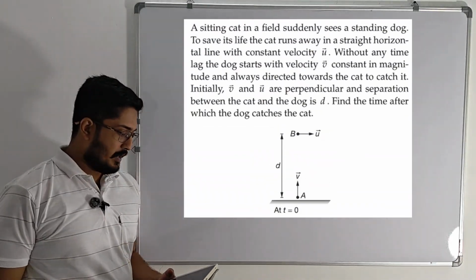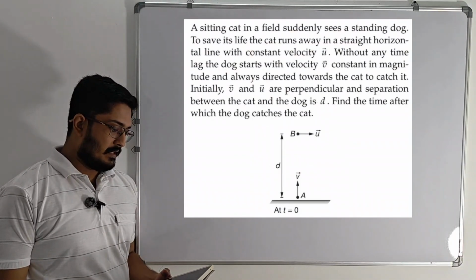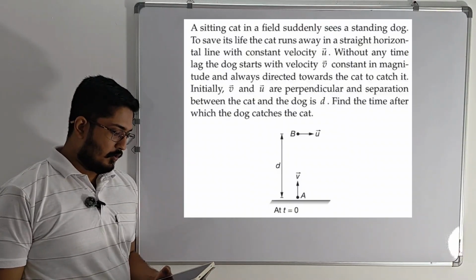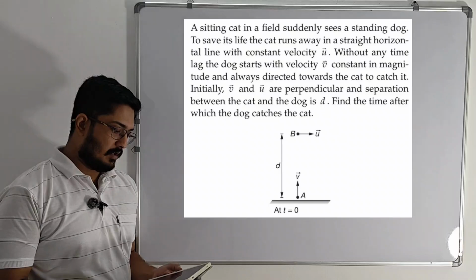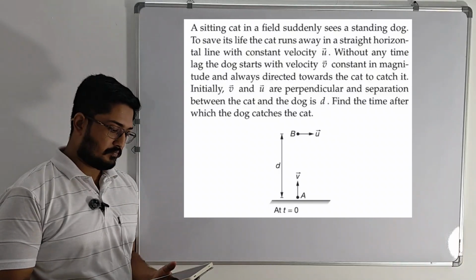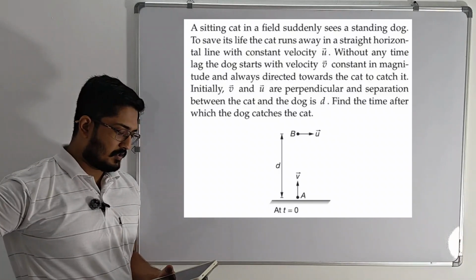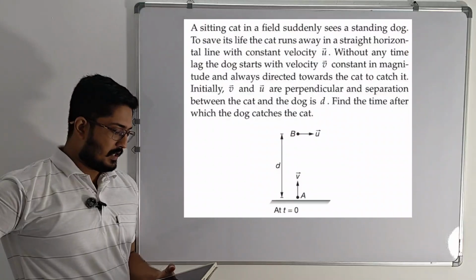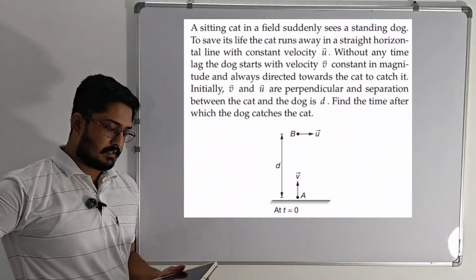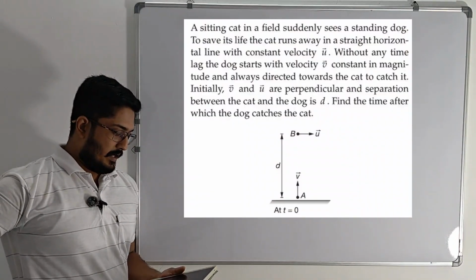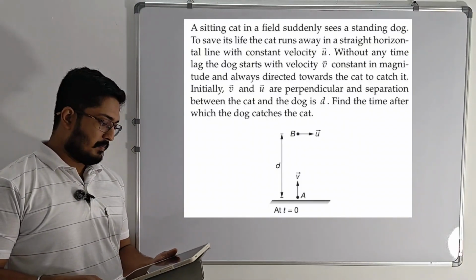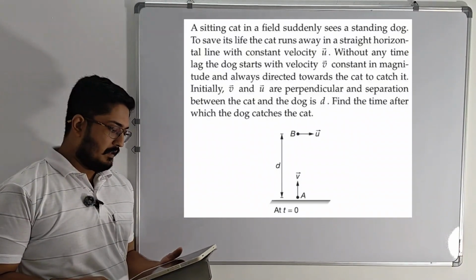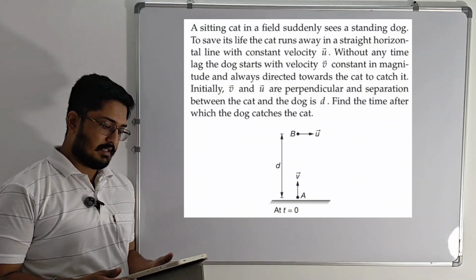As you can see on the board, a sitting cat in a field suddenly sees a standing dog. To save its life, the cat runs away in a straight horizontal line with a constant velocity of u. Without any time lag, the dog starts with velocity v, constant in magnitude and always directed towards the cat to catch it. Initially, v and u are perpendicular, as we can see in the diagram, and the separation between the cat and the dog is d. Find the time after which the dog catches the cat.